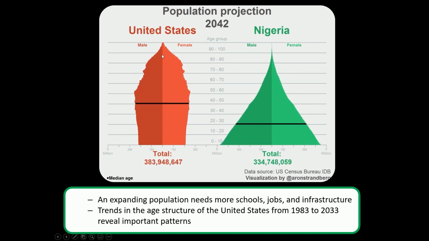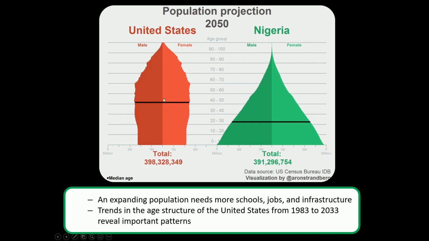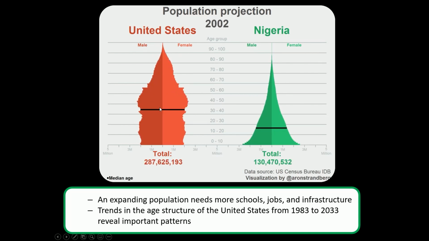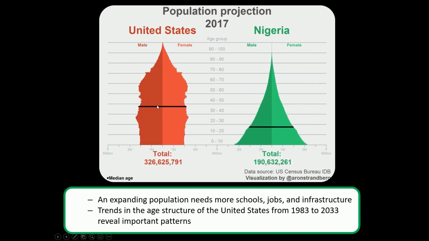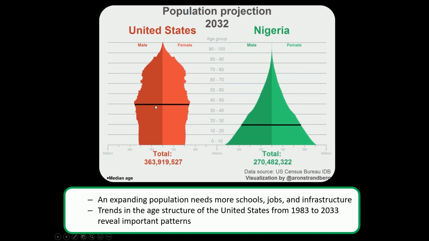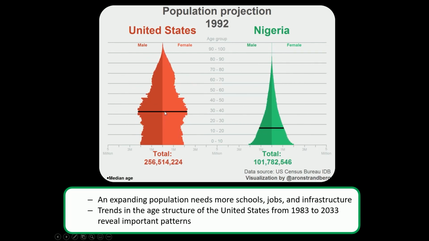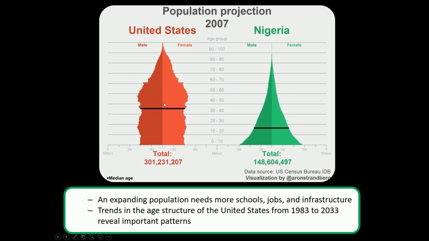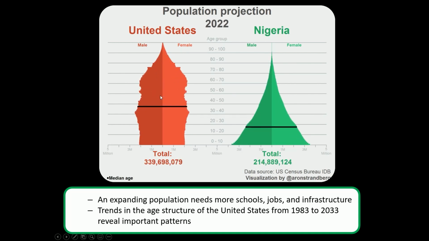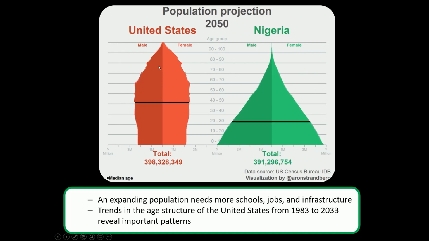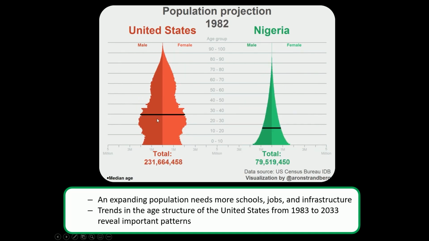Another interesting thing this diagram shows, which you should take note of, is the black line on each of these graphs. As time moves forward, look how the line is moving up for the United States. Because the baby boomers represented such a large portion of our population, that line is following behind them, and our population's average age is getting higher.